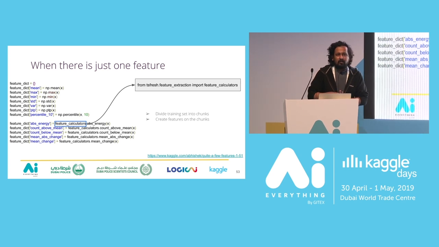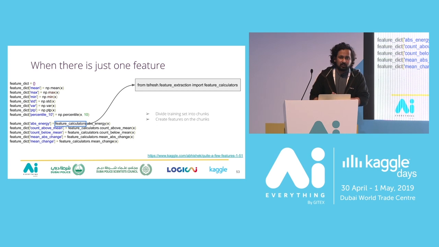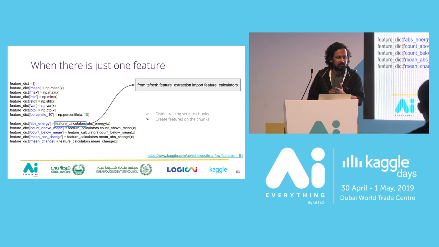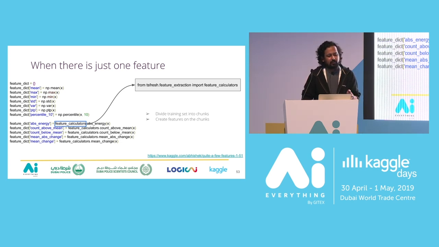But there is one library that I really like a lot. It's called TSFresh. When you have a time series problem and you want to generate a lot of features, I would definitely go through all the features from TSFresh and then start feature selection from there. You can get features like absolute energy, count above mean, count below mean. You don't have to calculate these features by hand anymore.